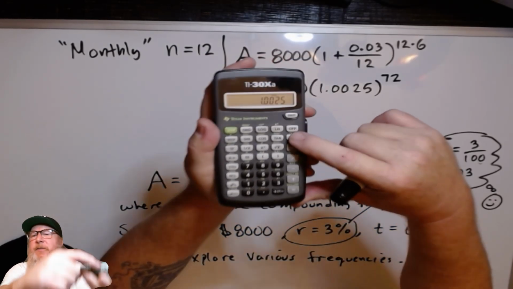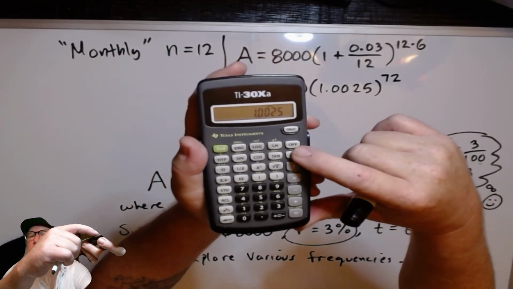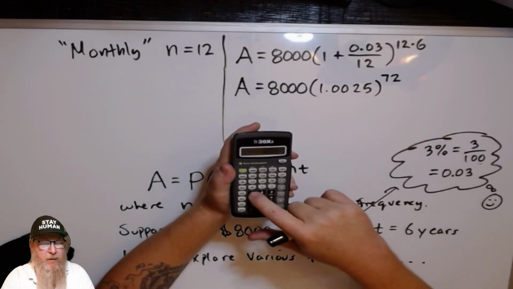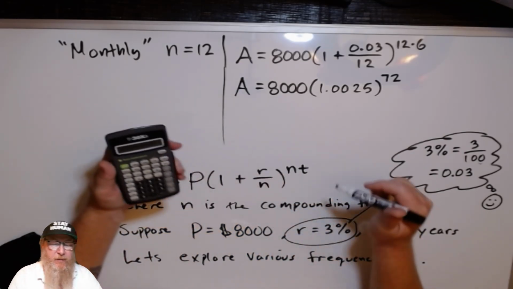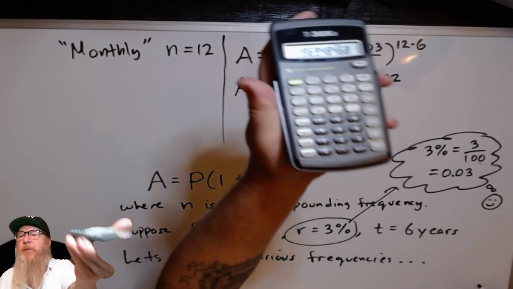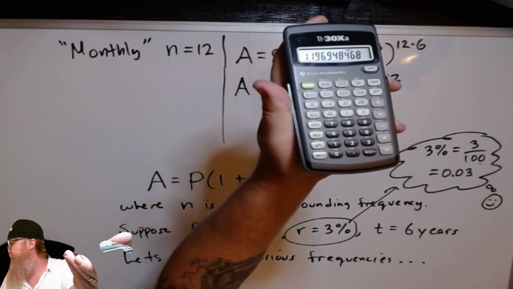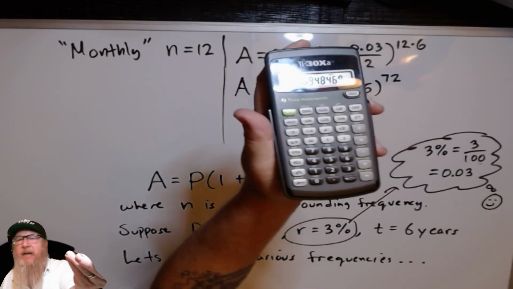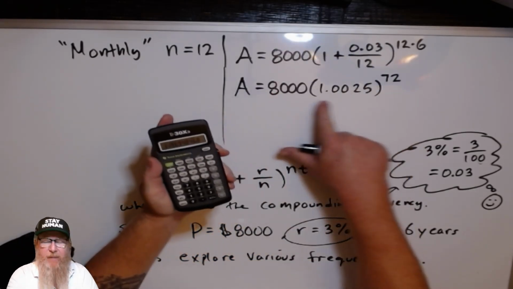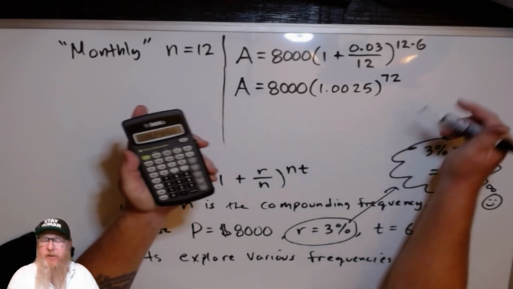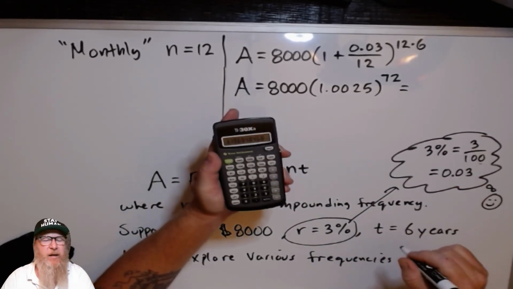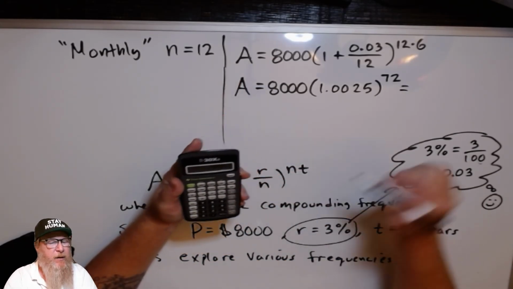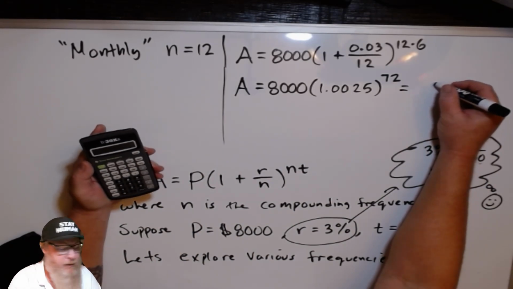I'm going to keep this base number on my calculator. I'm going to hit the exponent button depending on the type of calculator you have. On this calculator, it says y to the x power. Then I type 72. All right, and I get this multiplier factor, 1.196948. Now, just to make things clean, I'm going to just put the answer over here so I don't use up a lot of my board space. So I'm going to multiply by $8,000. And not too shabby.